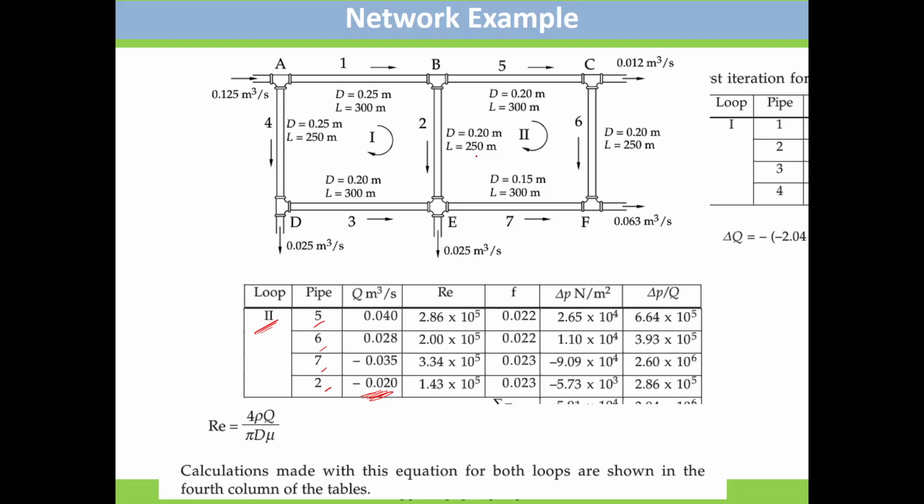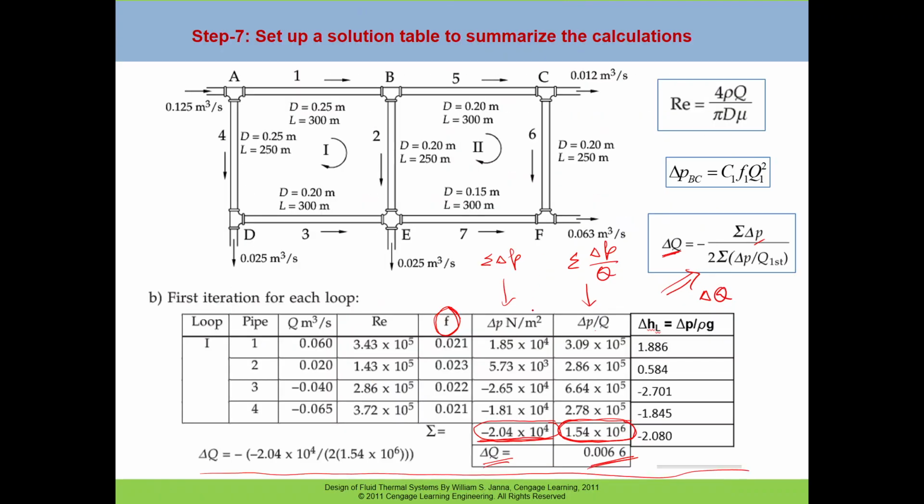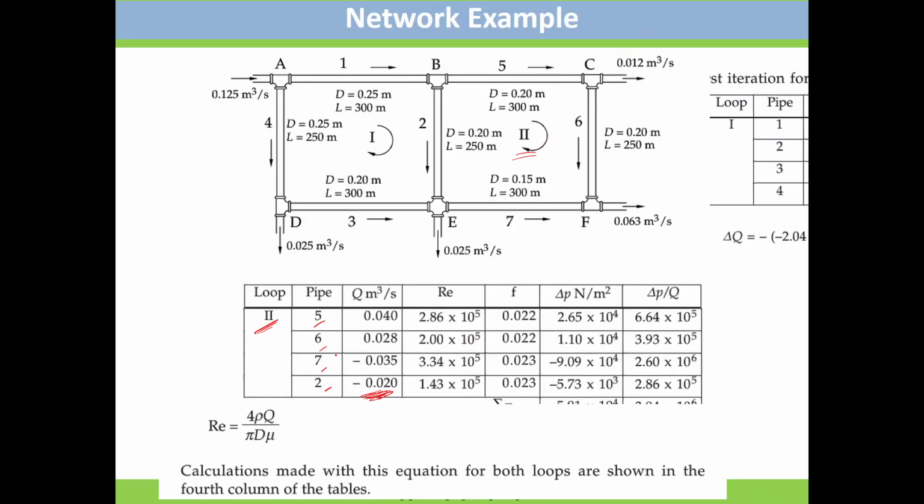So here this will be taken as negative for loop 2. That is why this is taken as negative 0.02. But if you see the previous table, the value is the same, only the sign is different. Now in this table also, you need to calculate the Re and the f, and then calculate the summation of delta P, and then the summation of delta P over Q.